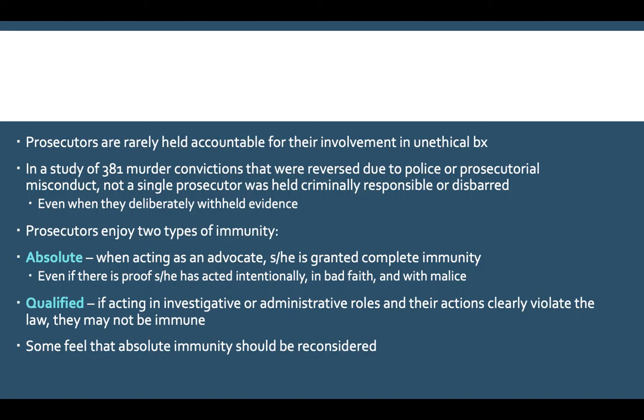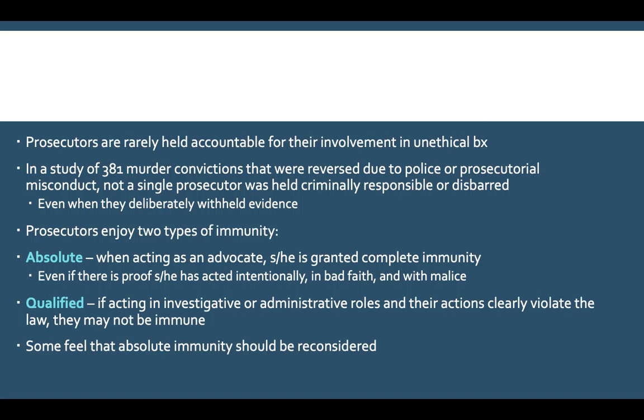Prosecutors are rarely held accountable when they engage in unethical behavior. In a study of 381 murder convictions that were reversed due to police or prosecutorial misconduct, not a single prosecutor was held criminally responsible or disbarred. So prosecutors have two types of immunity, absolute and qualified. Absolute immunity is when, acting as an advocate, they are granted complete immunity, even if there's proof they acted intentionally, in bad faith, and with malice.